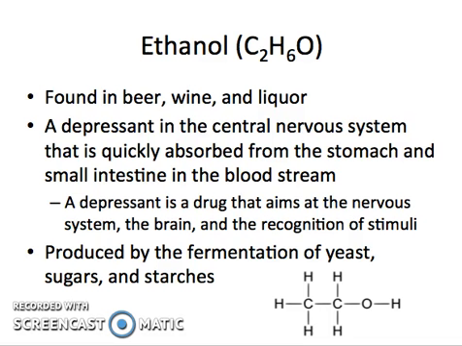So I'm going to focus on ethanol, which is C2H6O, and here's the structure. It's found in beer, wine, and liquor. Ethanol is a depressant in the central nervous system that is quickly absorbed from the stomach and the small intestine into the blood system. A depressant is a drug that aims at the nervous system, the brain, and the recognition of stimuli. It's produced by fermentation of yeast, sugars, and starches.